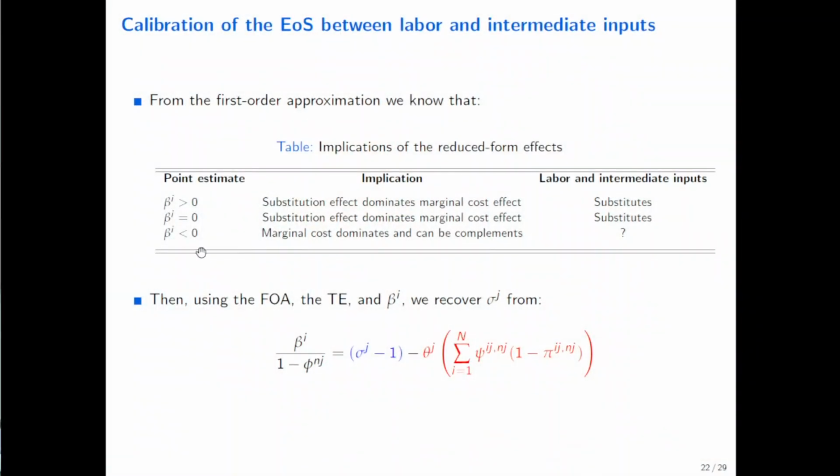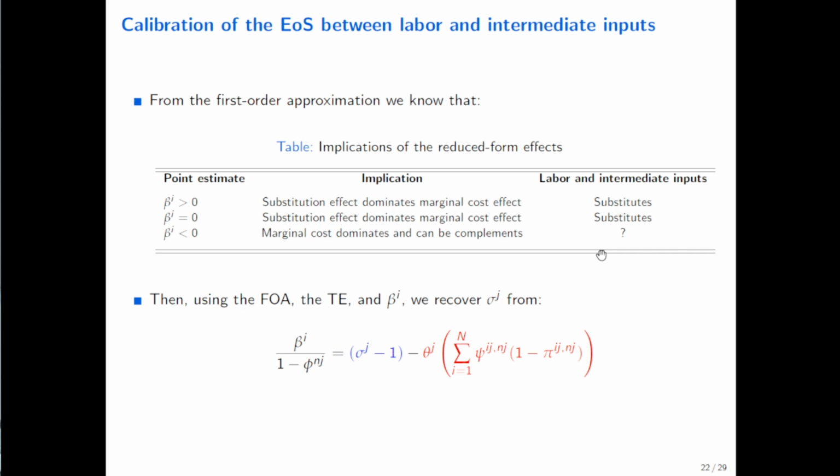Okay, these are the trade elasticities, but we're more interested in the calibration of the elasticity of substitution between labor and intermediate inputs. From that first order approximation that I showed at the beginning, we know that if this beta is positive, the substitution effect is going to dominate the marginal cost effect, so we can conclude that they are substitutes. If the beta of the input shock is equal to 0, the substitution effect is going to dominate the marginal cost effect, so they are substitutes. And if beta is lower than 0, the marginal cost effect can dominate, or they can be complements, so we don't know what happens with labor and intermediate inputs.